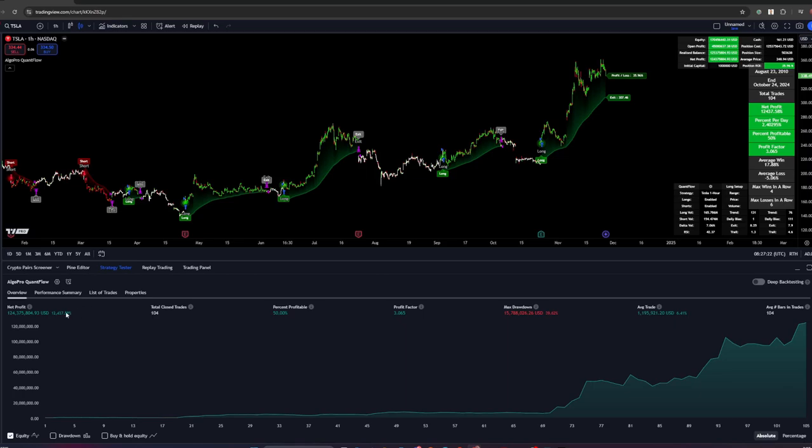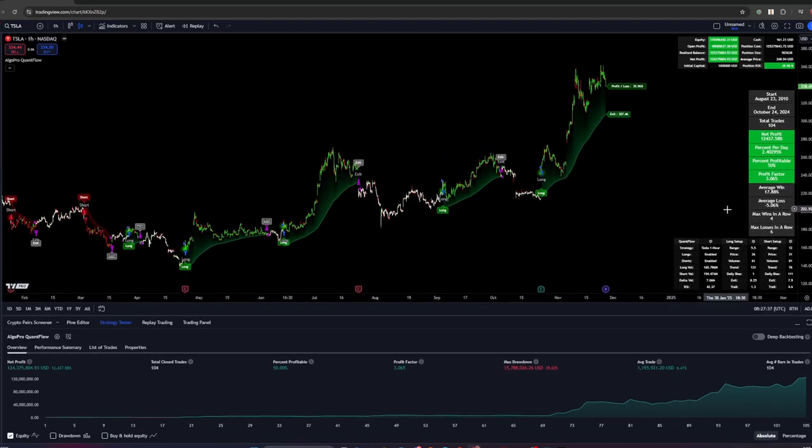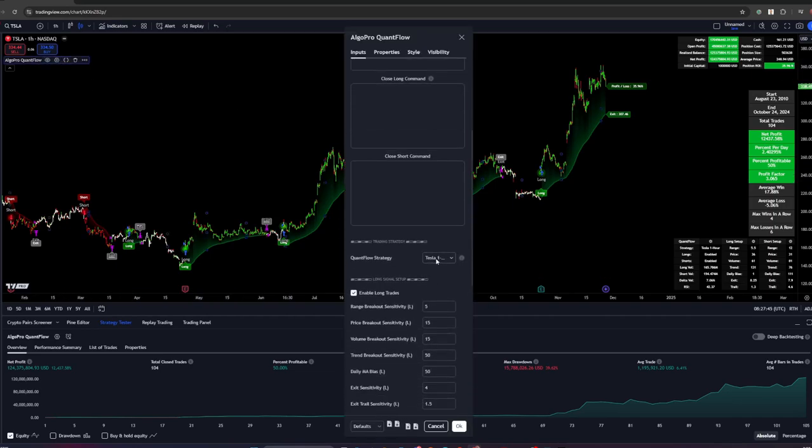We have a net profit of 12,437%, a win rate of 50%, and a profit factor of 3. And that's back tested all the way to 2010. So really good results there. You can see an average win of 17%, average loss of 5%, really good risk to reward. So we'll check a few others now.